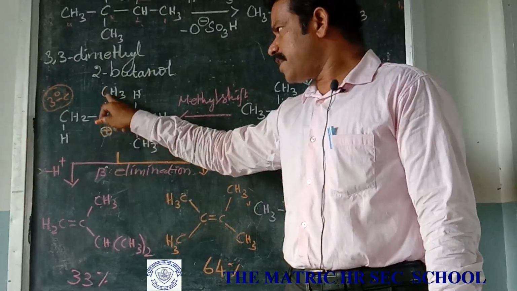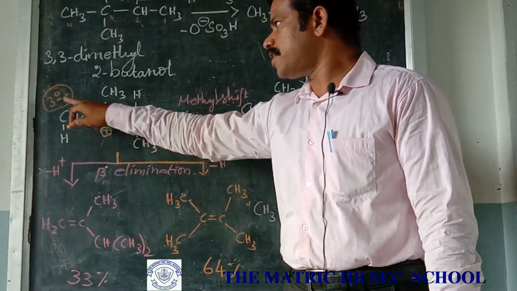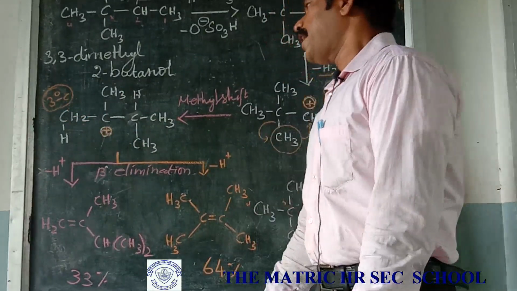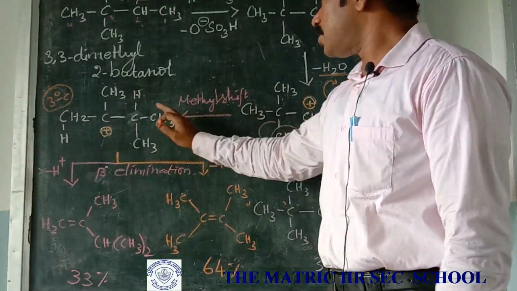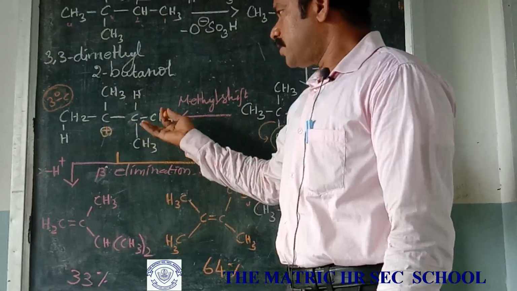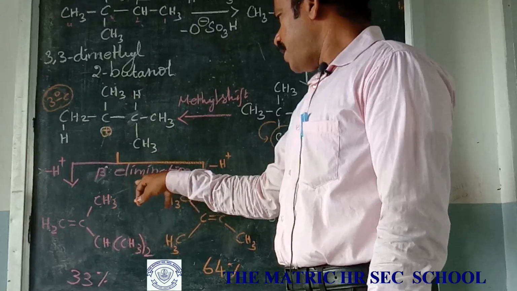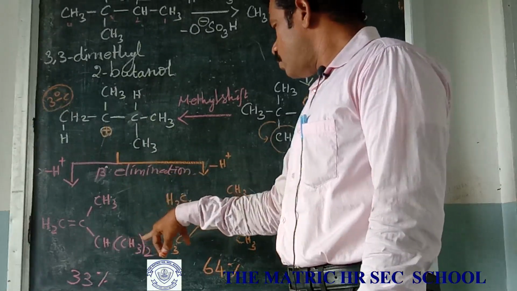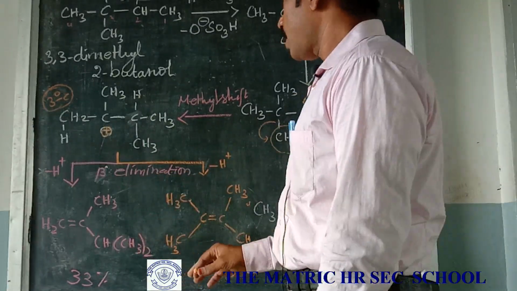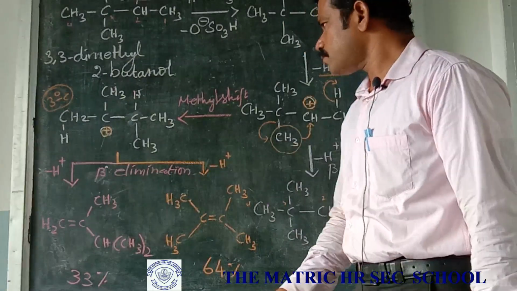The carbon is directly attached to 3 carbons, so it is a tertiary carbocation. The methyl group shifts and you get this compound. From this compound you produce products by beta elimination. You will get two different products. First I will take this compound.